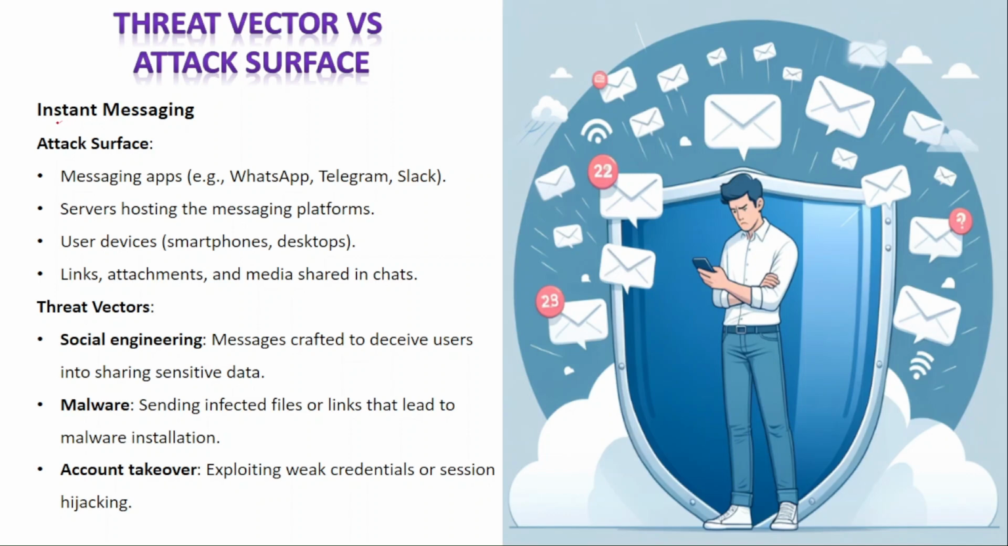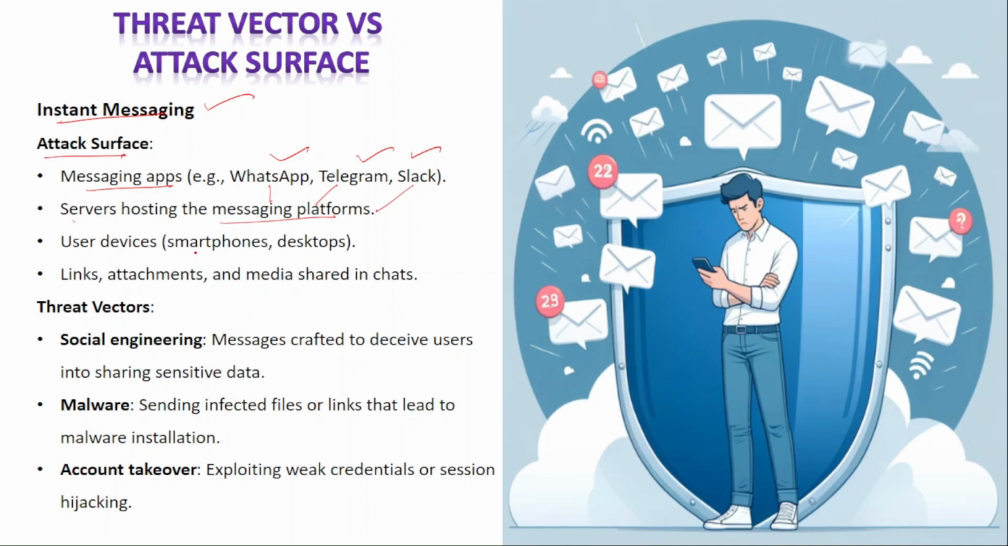The next one is instant messaging. Again, this is related to messaging, but this time it is instant messaging, and the attack surface includes messaging apps like WhatsApp, Telegram, or Slack, and the servers hosting these messaging platforms. For example, the WhatsApp server, the Telegram server, or Slack server. These are also attack surfaces and can be compromised.